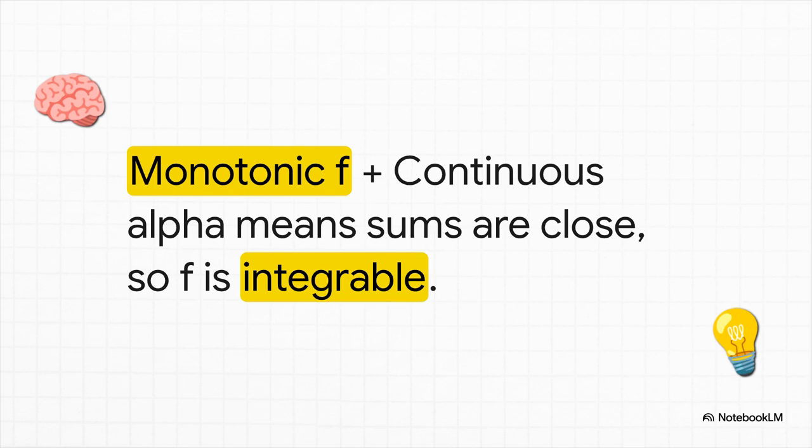And to formally wrap it all up, हमारी quick memory line. Monotonic f, which means no oscillation, plus continuous increasing alpha, which means small delta alpha i is possible, implies that upper and lower sums become close, which ultimately implies f is in R of alpha. अगर आप बस ये एक line deeply समझ गए, the whole proof just clicks into place.